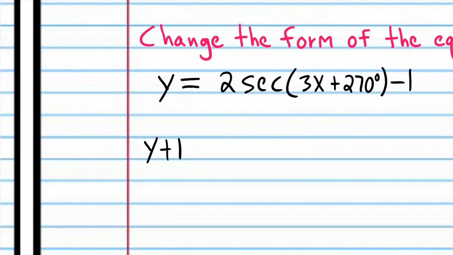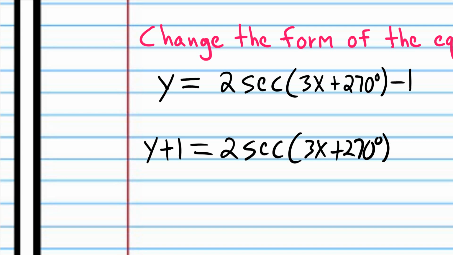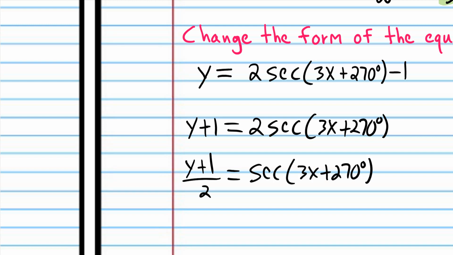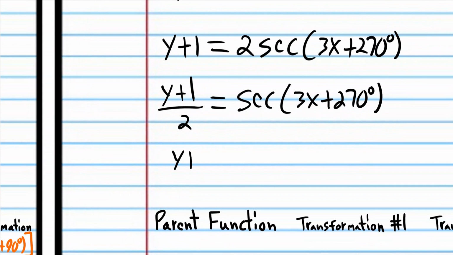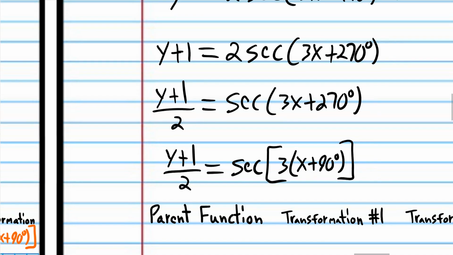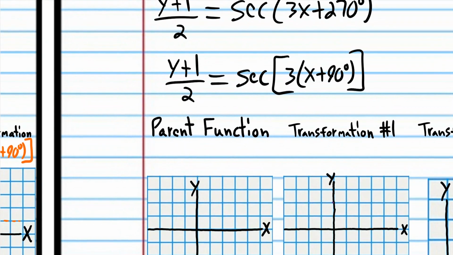Add 1 to both sides of the equation to help us graph. Divide both sides by 2. Again, this is all to help us graph. It's easier to see how to graph this using transformations if we change the form of the equation. We're going to factor out 3. And there we go. So let's draw the parent secant function.